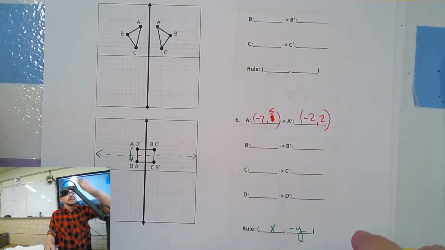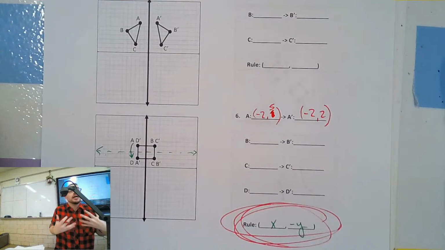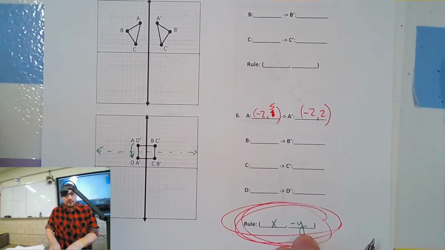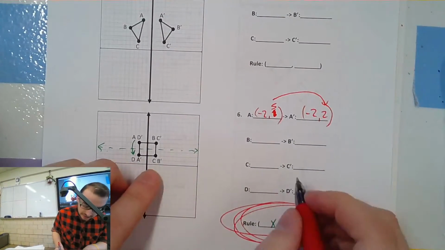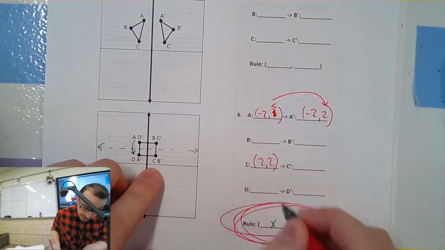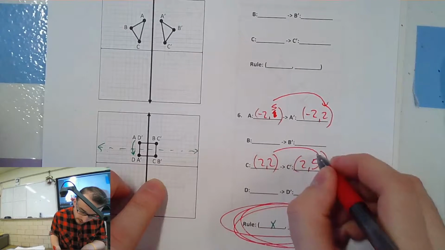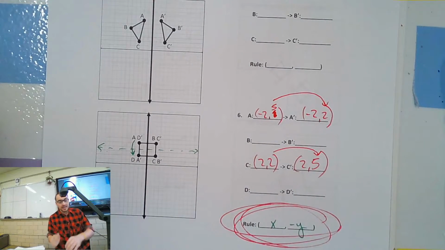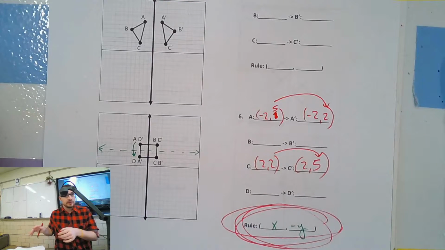Now, my hint to you is it has something to do with this, because at the heart of it, it's still the same kind of flip, right? It's a vertical flip. So there is going to be a negation there. But how do we get from 5 to 2? Look at C. C is 2, 2, and it goes to 2, 5. How do we get from there to there? Again, something with the negation of y, and then a little bit something, something extra, okay?